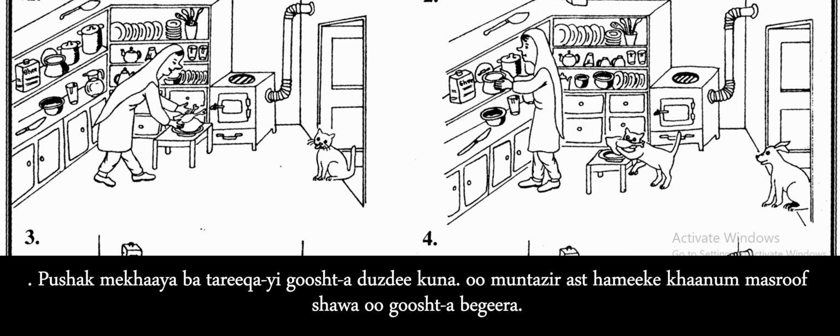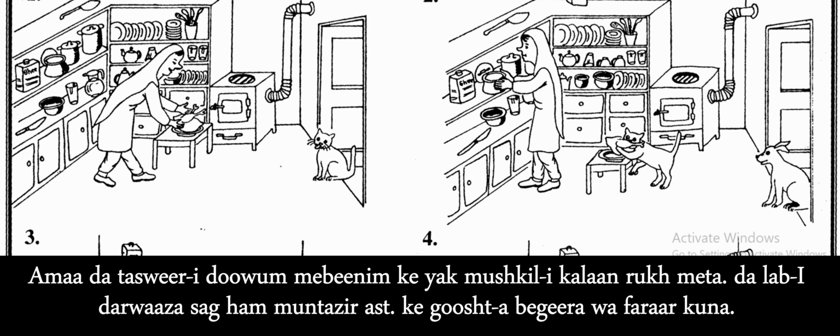Okay. The next one. امی که خانم مصروف شوه او گوشت بگیره. Okay, او منتظر است امی که خانم مصروف شوه او گوشت بگیره. So he's waiting. Amiki means as soon as the woman or the lady is busy او گوشت بگیره. So he wants to take the chicken. So who wants to take the chicken? The cat. So he's waiting. As soon as the woman is busy, he takes the chicken. Okay, now let's go to the next one.